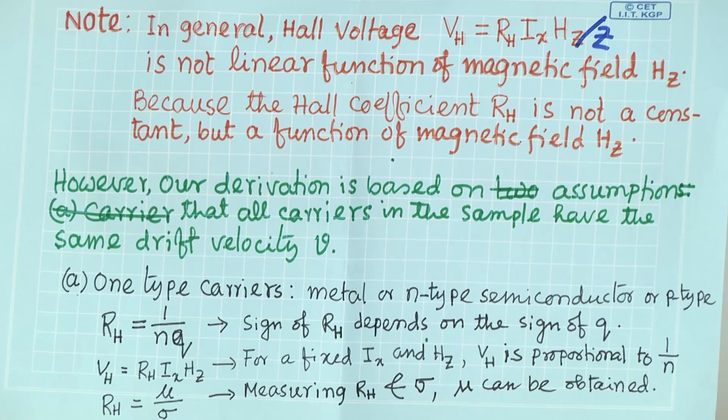Now, say for one type of carrier sample, if you take a metal or N-type semiconductor or P-type semiconductor, then RH equals 1 by Nq.